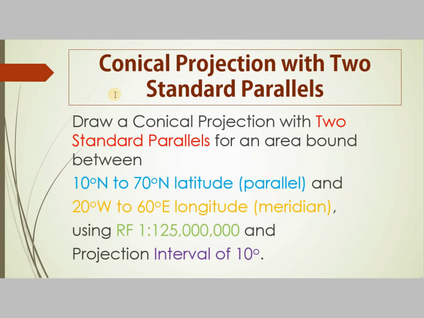So the question which is given for conical projection with two standard parallels is: draw a conical projection with two standard parallels for an area bound between 10 degrees north to 70 degrees north latitude parallel and 20 degree west to 60 degree east longitude meridian using RF 1:125 million with 6 zeros and projection interval of 10 degrees.